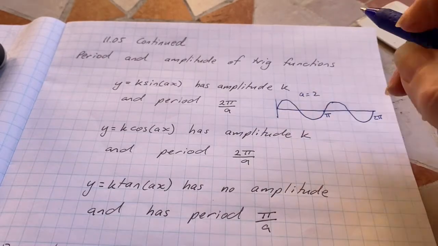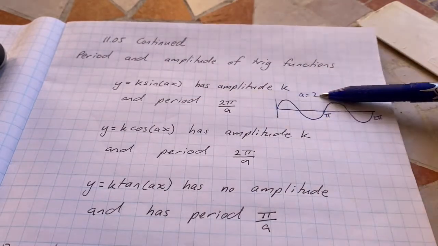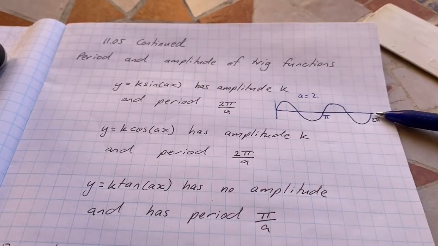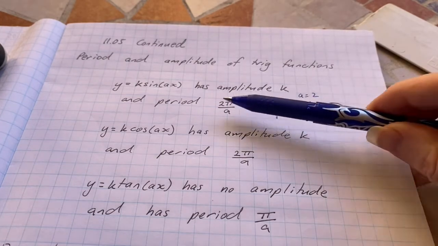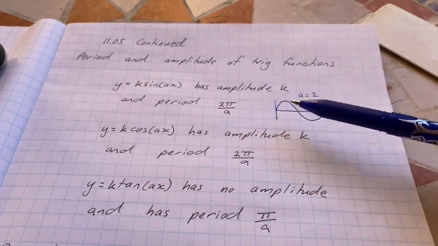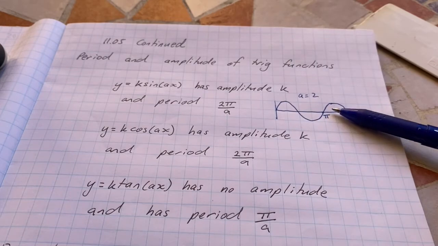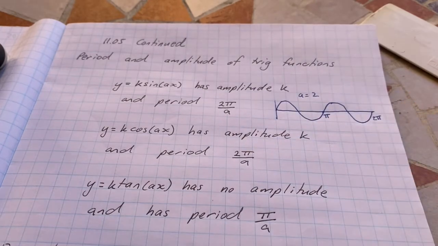Okay, so I quite like to think of it that way, that if a equals 2, then you fit 2 of them up to 2 pi. But you can also think of it as 2 pi over 2, so one of them fits up to pi. And that works the same for cos and the same for tan.